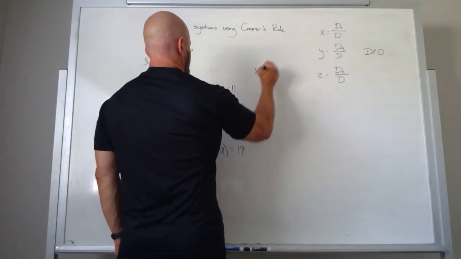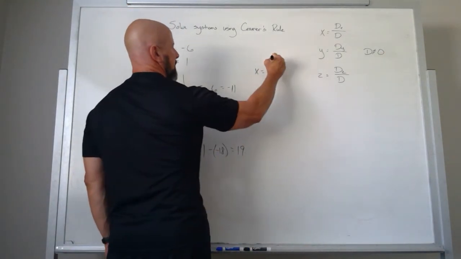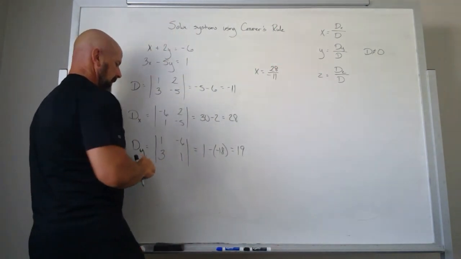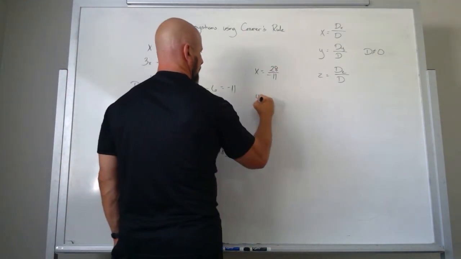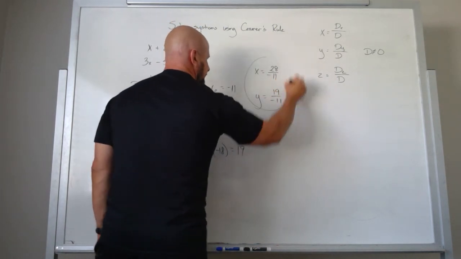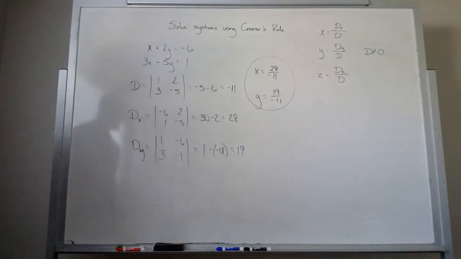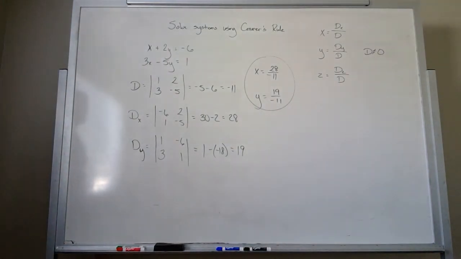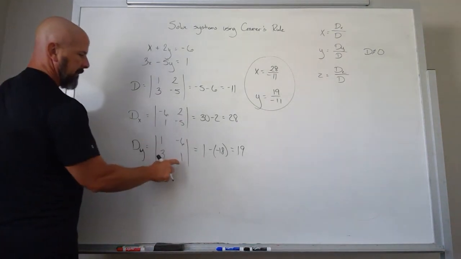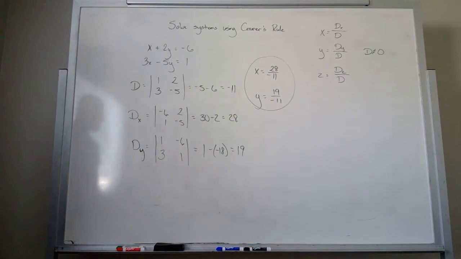So x would be D sub x, 28, over D, negative 11. D sub y for the y, 19 over negative 11. There's my x and y values. So the key is just setting up whatever we're going to evaluate for determinants and then go through that process.